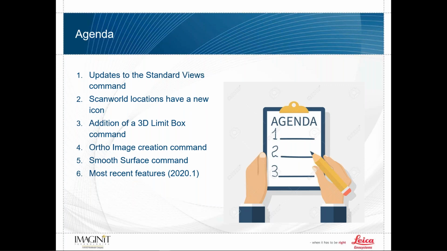So maybe those users who used to use the Cyclone software and have now gone over to Register 360, I imagine this is probably a command you've been looking for quite some time. We can now create an image. We'll take you through and talk a little bit about that. There's a smooth surface command, once again, a feature that has been brought forward from the previous versions. And then, of course, most recent features.